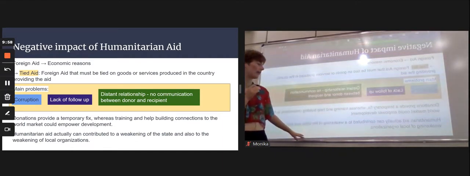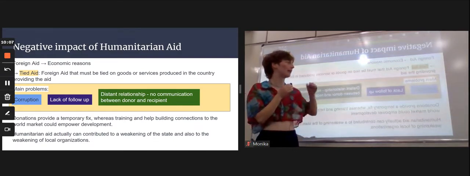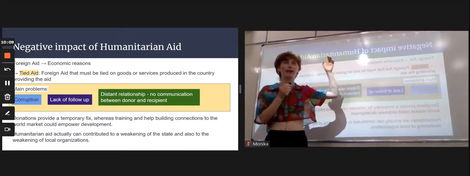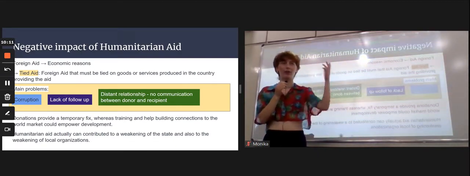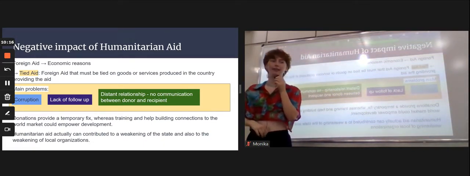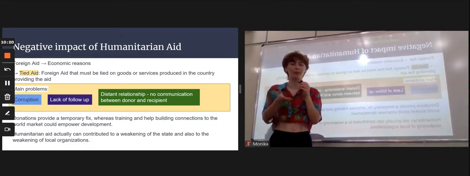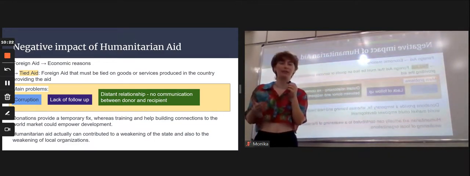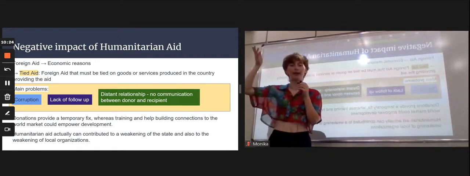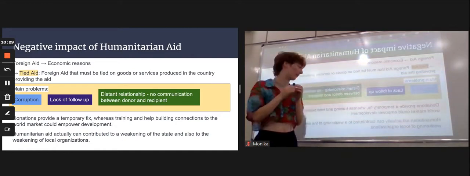And then humanitarian aid can actually contribute to a weakening of the state and also a weakening of local organizations, since when the aid is tied to the economy of the donor country, the organizations that try to develop the country from within get weakened because their work is done by organizations and companies outside of the country.